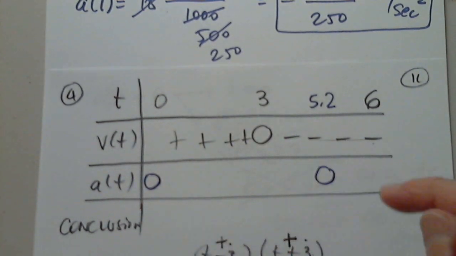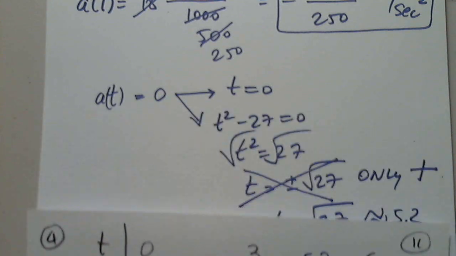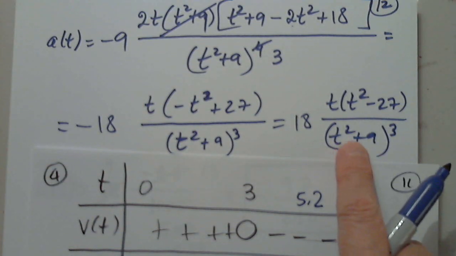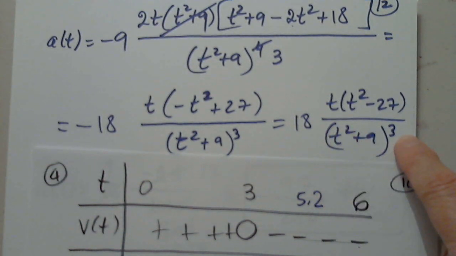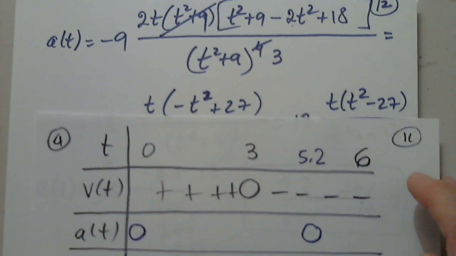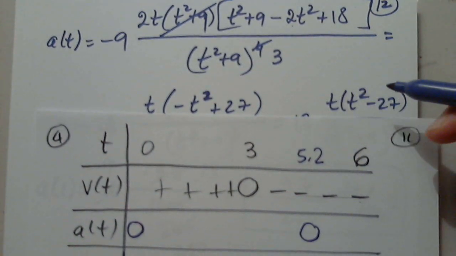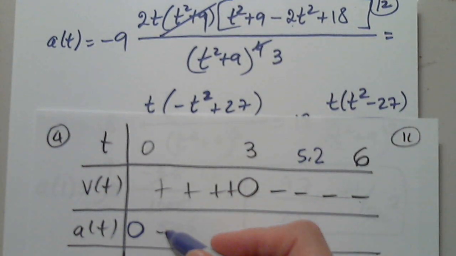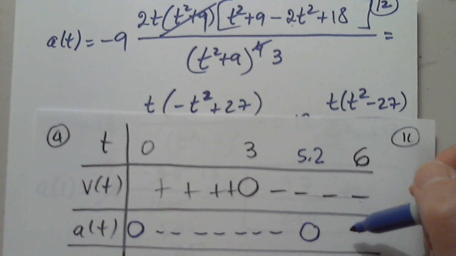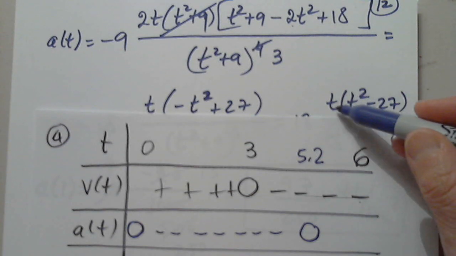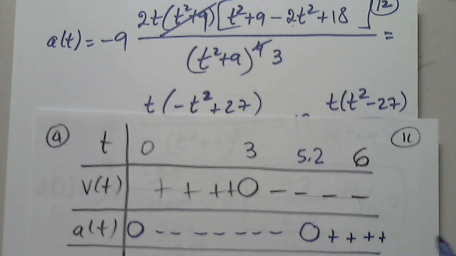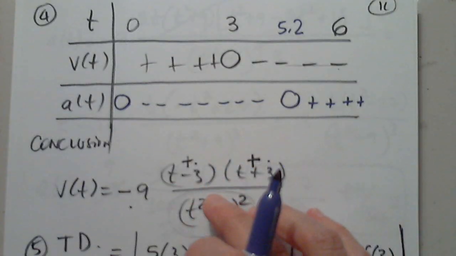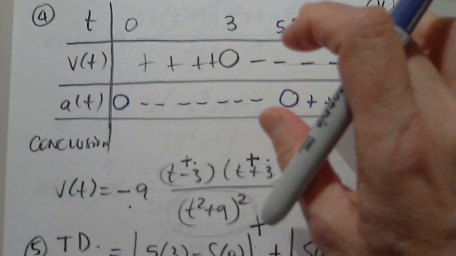I need to find the sign here, and I need to find the sign here. Here's how I find the sign. I refuse to plug in: t squared plus 9 is always positive, no matter what power. Positive plus positive. Done. I only plug in here. So I'm going to plug in 1. 1 minus 26, negative. I'm going to plug in 10. 100 minus 27, positive, times 100, positive. So now I can draw the conclusions. Between 0 and 3, between 3 and 5.2, between 5.2 and 6.